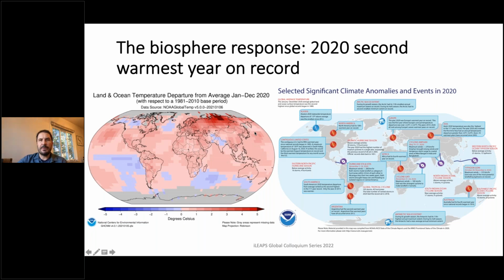And in 2020, this was the second warmest year on record. The figure on the left shows the annual surface air temperatures and the departure from the 1981 to 2010 base period. And you can see over Siberia this extreme warming. And if you remember, 2020 was also a year of extreme fires. It began with the fires in Western Australia in December of 2019 and carrying into January of 2020.